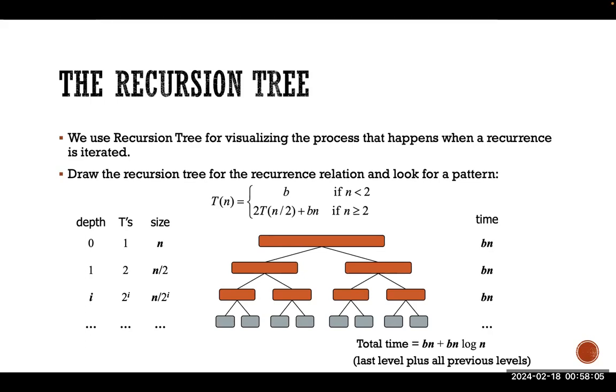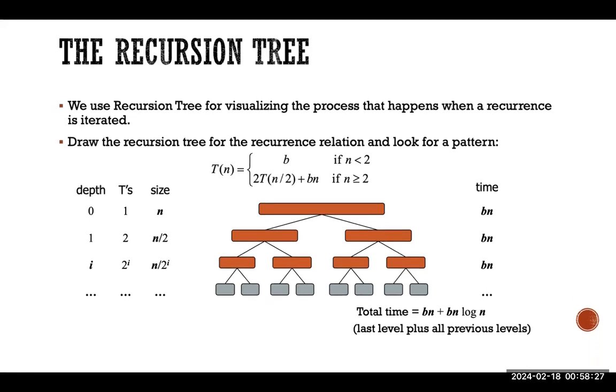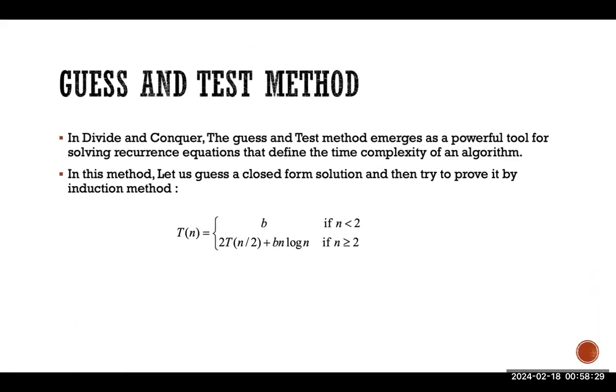We use a recursion tree for visualizing the process that happens when a recursion is iterated. By drawing the recurrence tree from the previous recurrence equation, we can see the pattern. That is, the time taken to divide is bn, and the total time taken is given by bn plus bn log n.